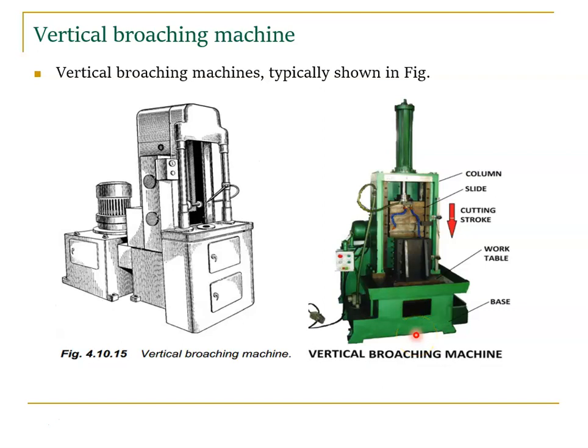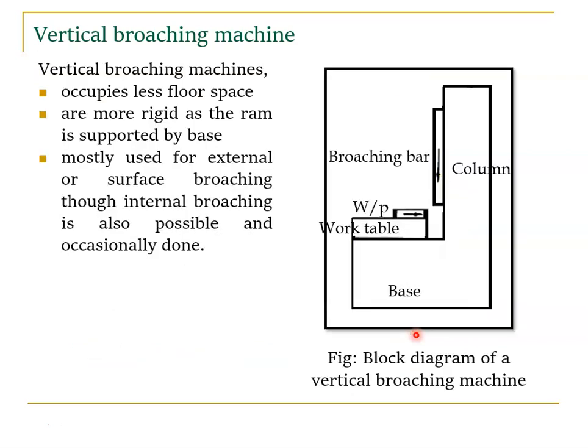So this is similar to our drilling. The only difference is that there we have a spindle, and the tool rotates in drilling, but here we have a ram, which gives the reciprocating motion of the broaching tool, right? So vertical broaching means less floor space, because when arranged vertically the floor space is less. A horizontal broaching machine has much more floor space.